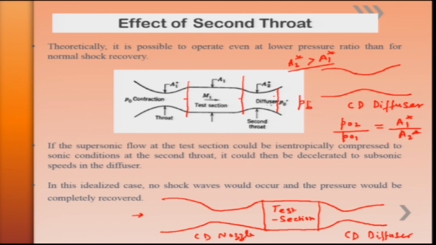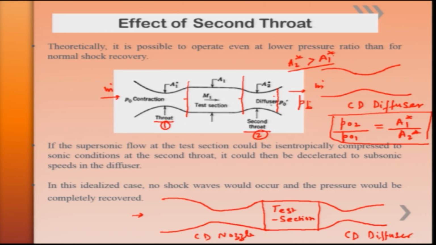This expression is obtained using the mass flow rate, because whatever mass is entering from the upstream location must be the same as the mass at the downstream location. Hence, equating the continuity equation at the throat location 1, the first throat, and the second throat location, this gives you PO2 by PO1 is equal to A1 star by A2 star, and since PO2 is less than PO1, hence A2 star is more than A1 star, as we can readily see here.